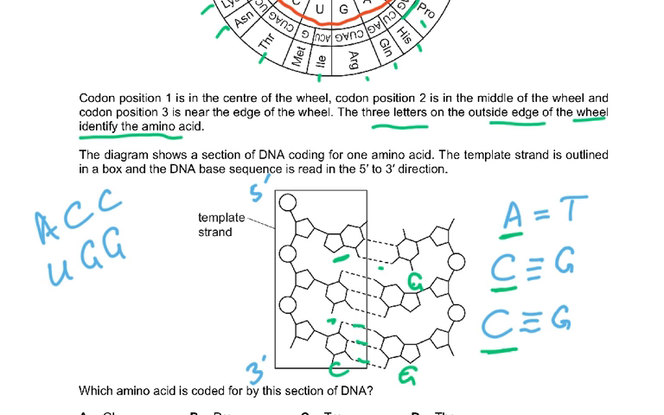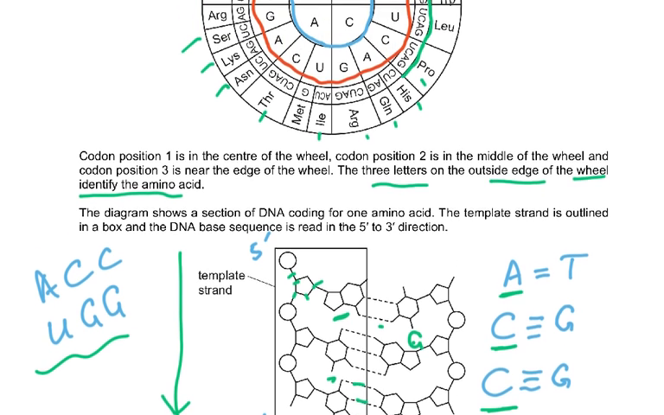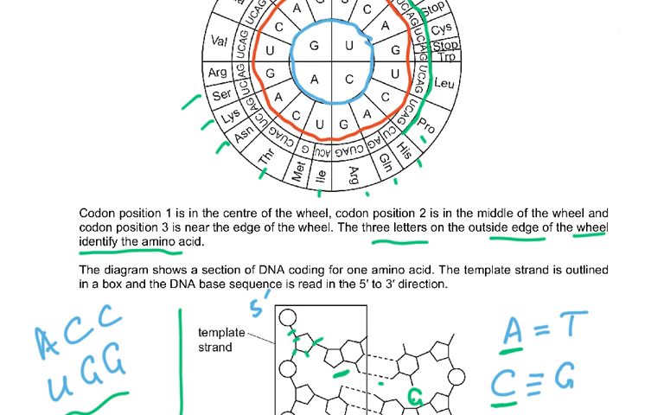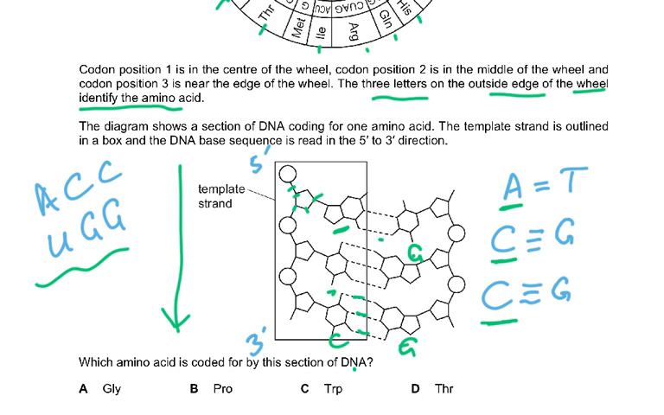So the DNA is read in the 5' to 3' direction. This is the 5' end and this is the 3' end. We do it from this end. So what amino acid is coded for? If it is ACC, then the RNA is UGG. Let's look at that. UGG is the amino acid named TRP. So the answer is C, TRP.